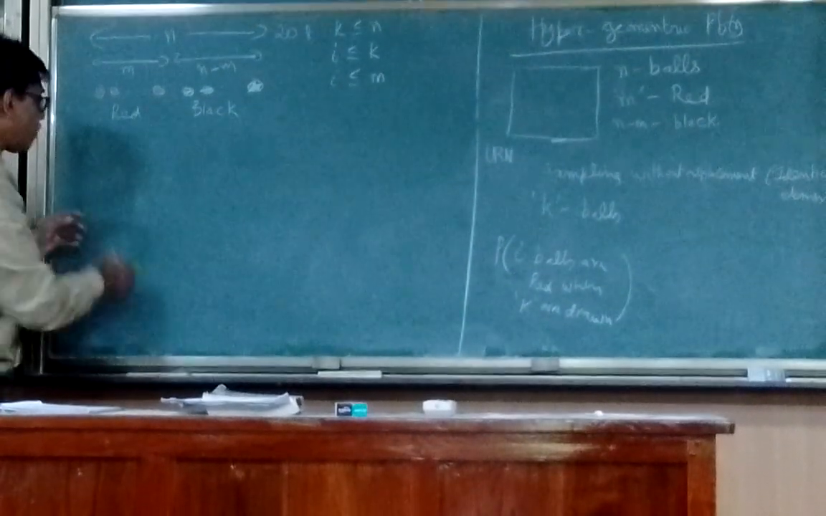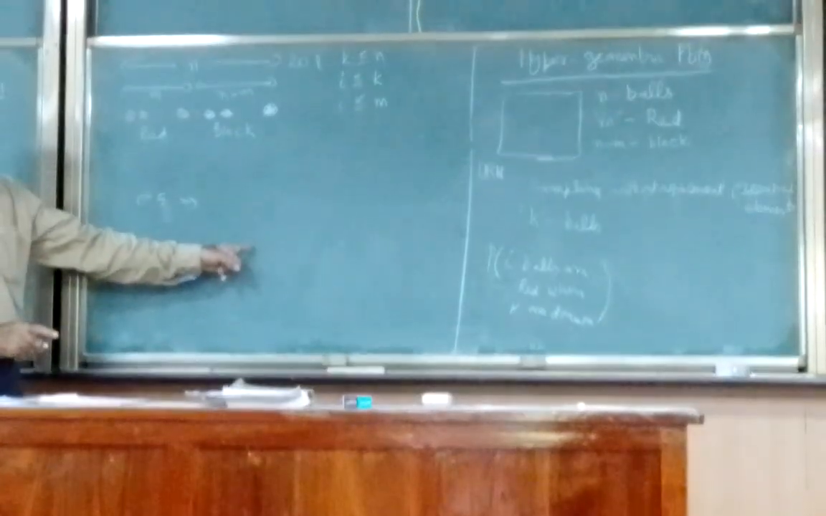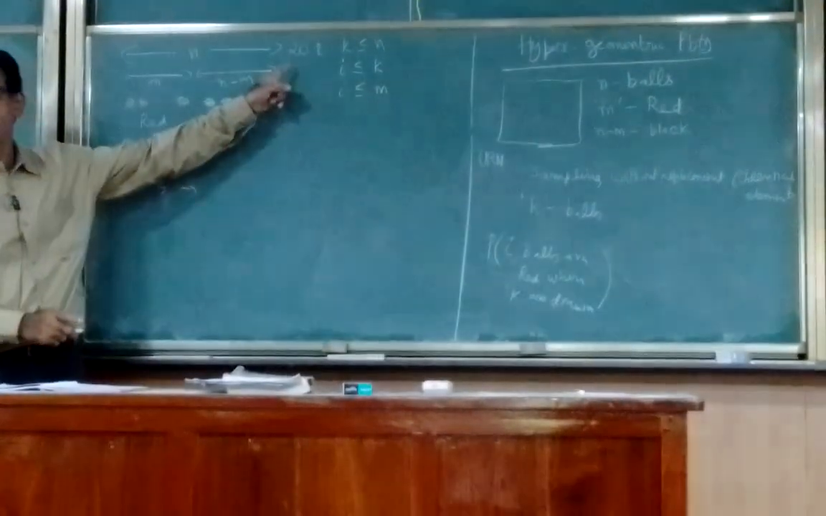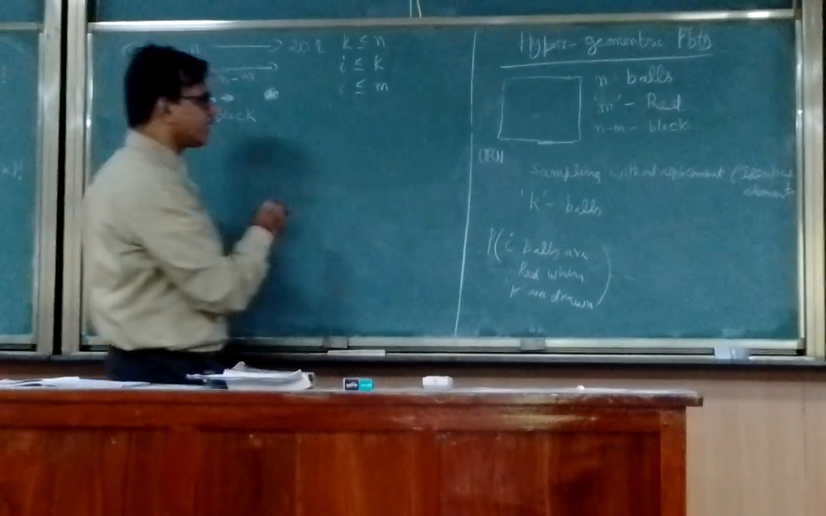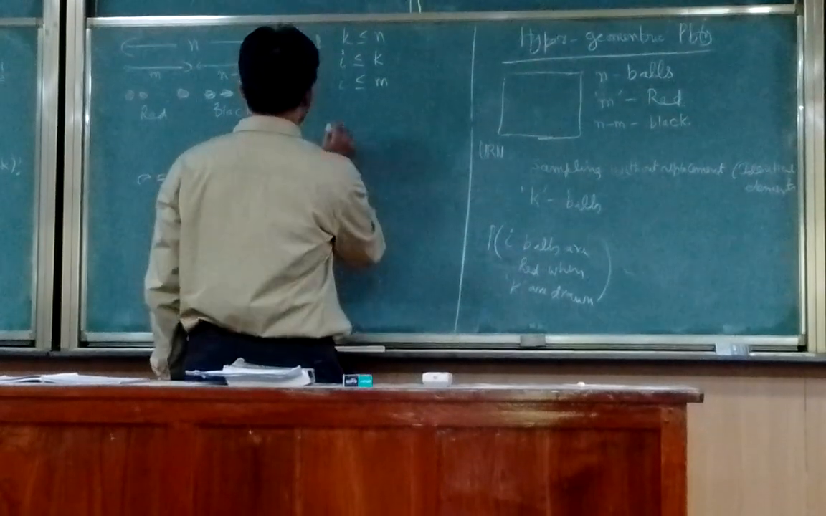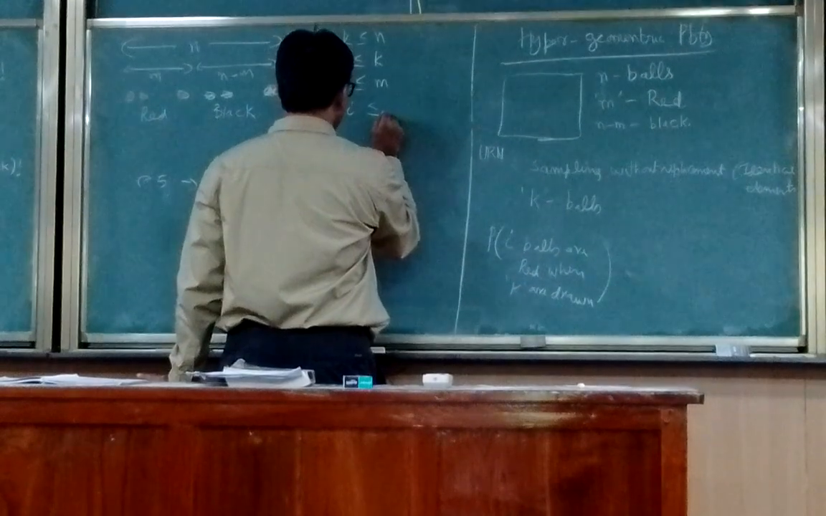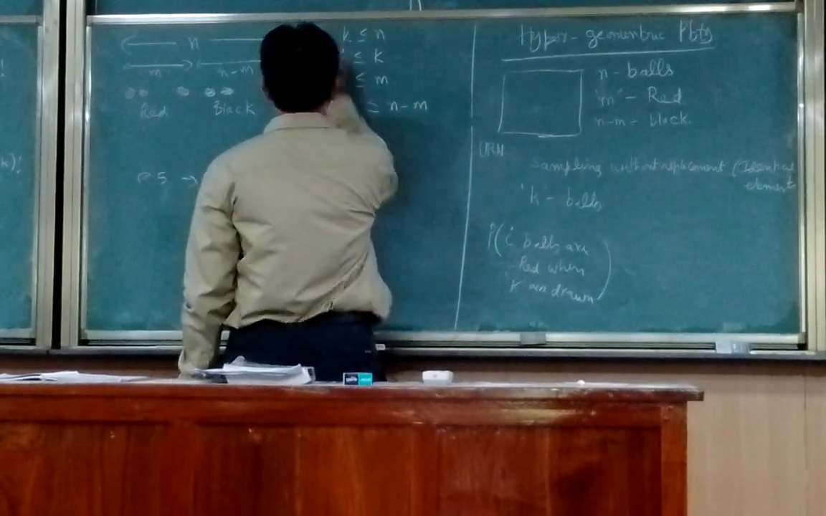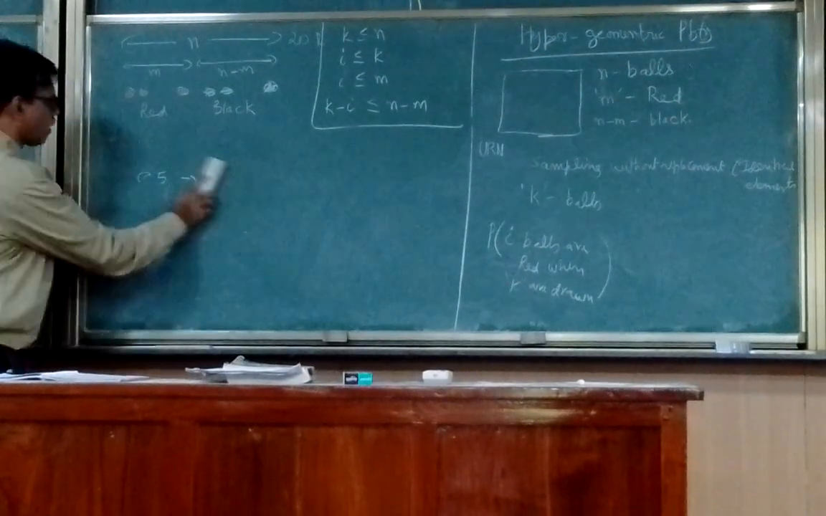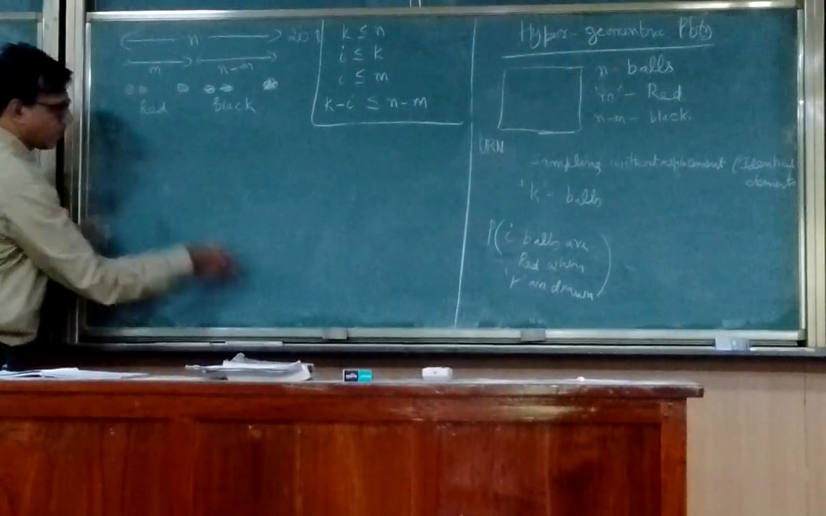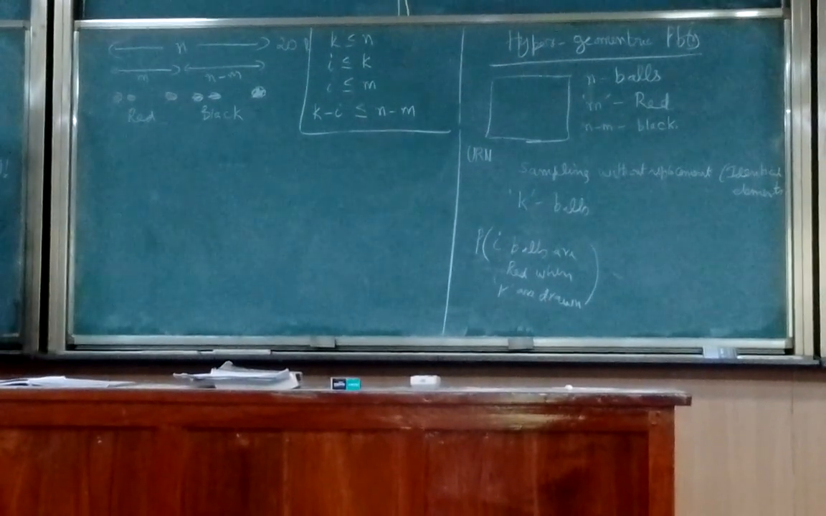But I am telling you only 5 have to be red, which means 5 have to be black. Of course, there should be enough black balls for that to happen, otherwise it cannot happen. So what is the corresponding condition? K minus I less than or equal to N minus M. This is the prerequisite we put for whatever solution we are going to arrive at. So we will not bother about this being satisfied.